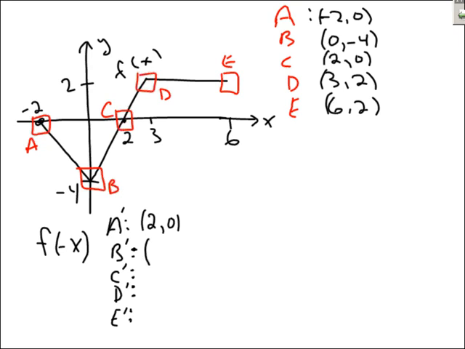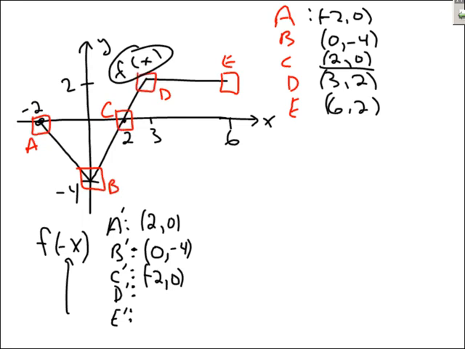Point B, I change the sign of 0. Change the sign of 0, you still get 0. Only the x value changed. Point C is 2, 0. I change the sign of the x value. Okay, negative 2, 0. When you replace x with negative x, the points that you had for f of x, just change the sign of the x value.